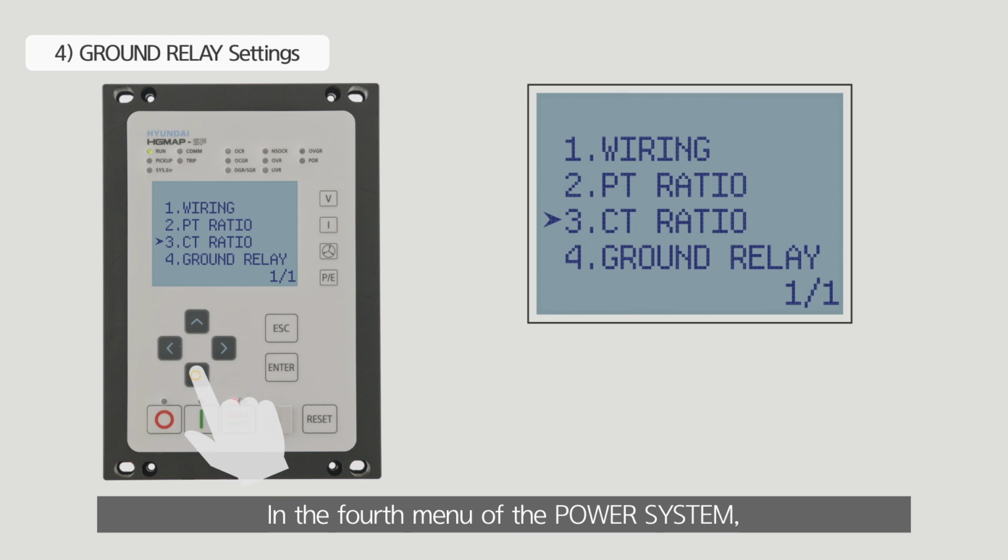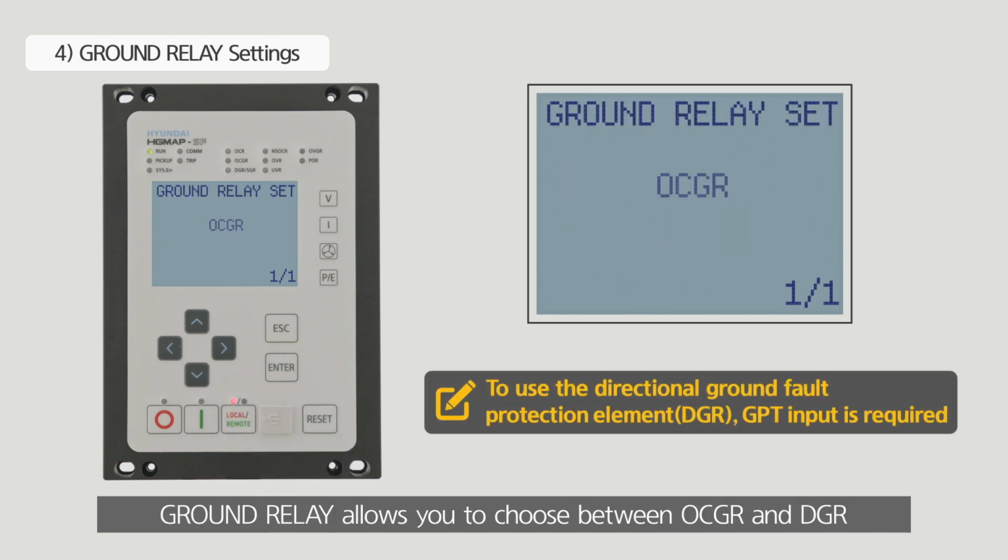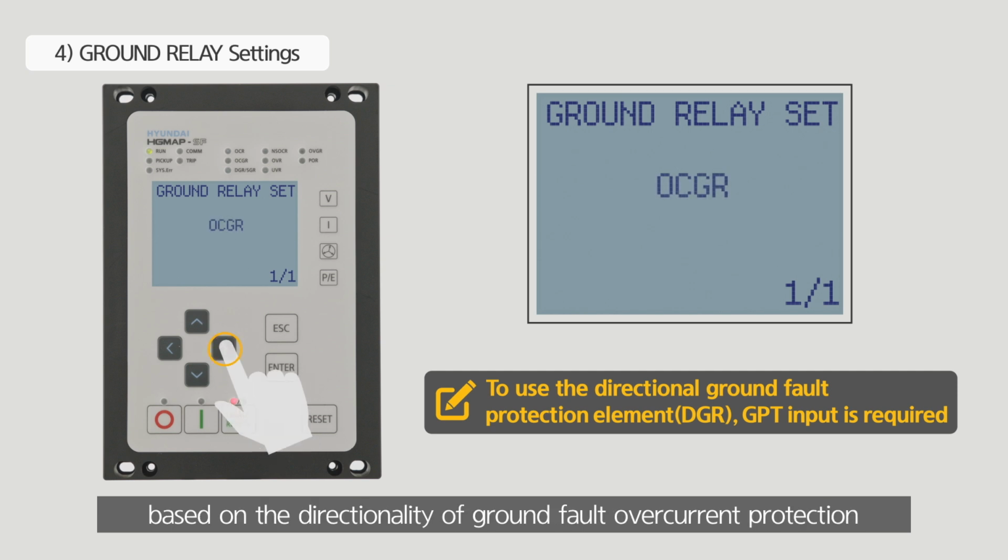In the fourth menu of the power system, ground delay allows you to choose between OCGR and DGR, based on the directionality of ground fault over current protection.